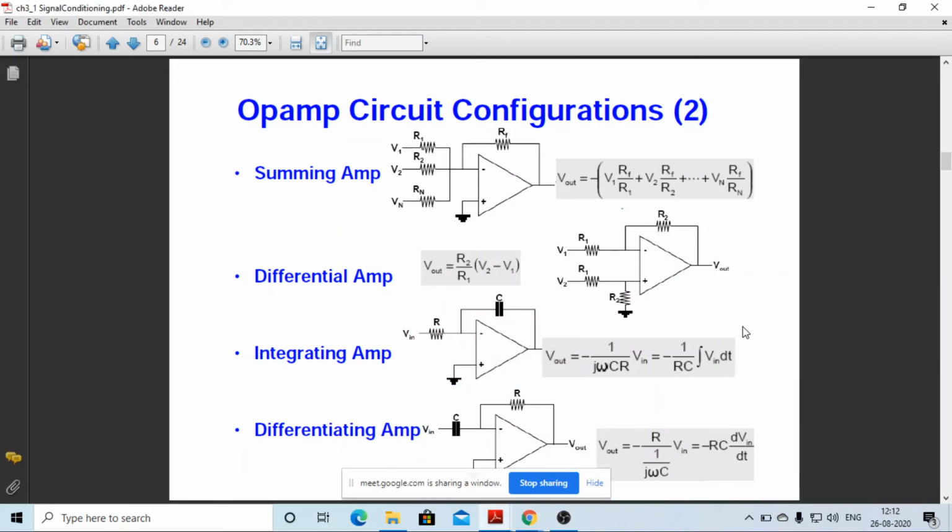These circuits are going to be merged in a single conditioning circuit. Sometimes you can use the summing amplifier, sometimes the integrator, differentiator. All these circuits are responsible for a signal conditioning circuit. But remember that a signal conditioning circuit is not only a single circuit, it is a combination of more than two circuits.